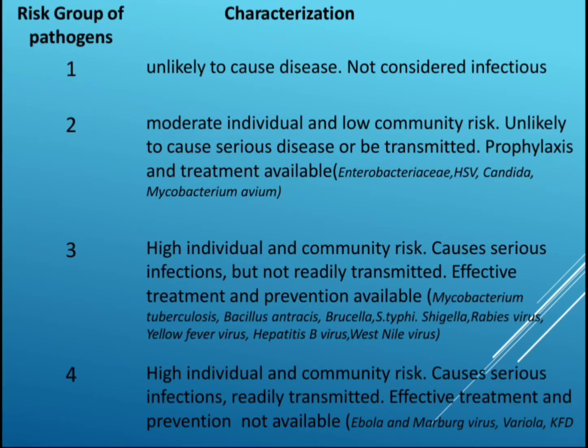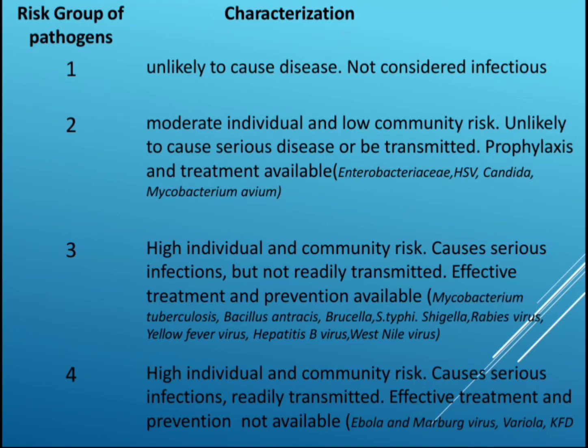Now the risk groups of pathogens and their characterization. The first risk group of pathogens is unlikely to cause disease and is not considered infectious. Second is moderate individual and low community risk, unlikely to cause serious disease or to be transmitted. Prophylaxis and treatment are available: Enterobacteriaceae, HSV, Candida, Mycobacterium, etc.